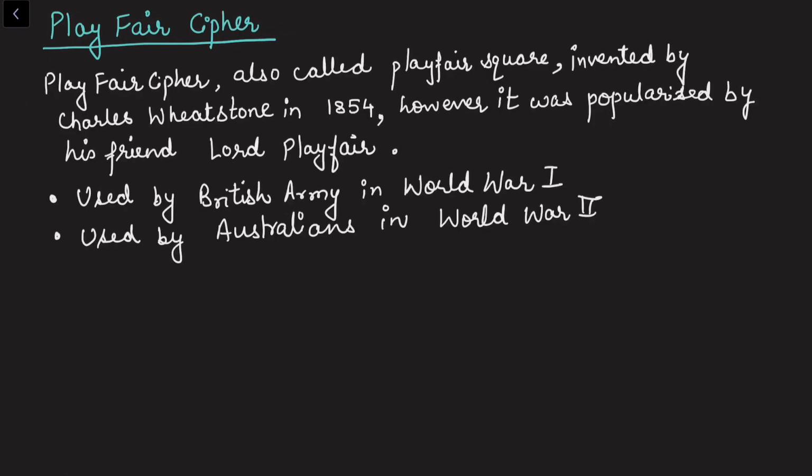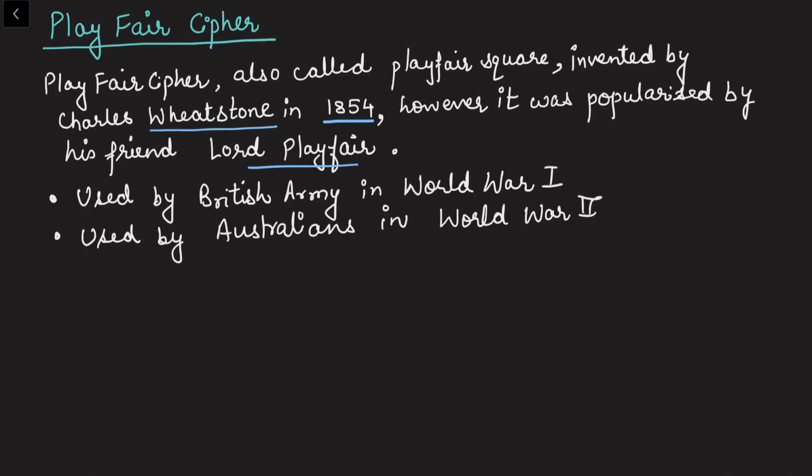In this video, I'll be talking about the Playfair cipher. The Playfair cipher, also called the Playfair square, was invented by Charles Wheatstone in 1854. However, it was popularized by his friend Lord Playfair. So that is why this technique is now famous with the name Playfair cipher.